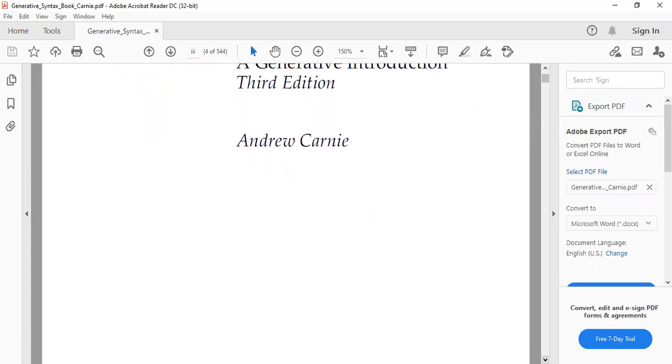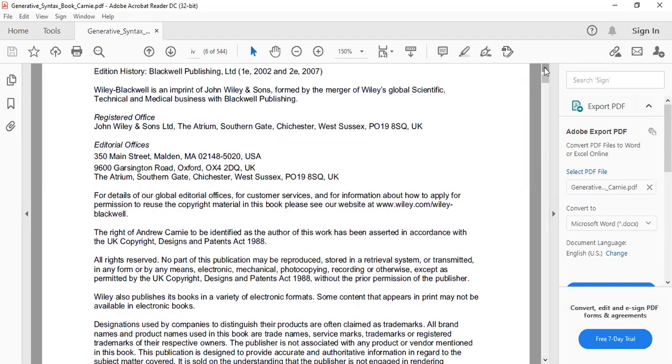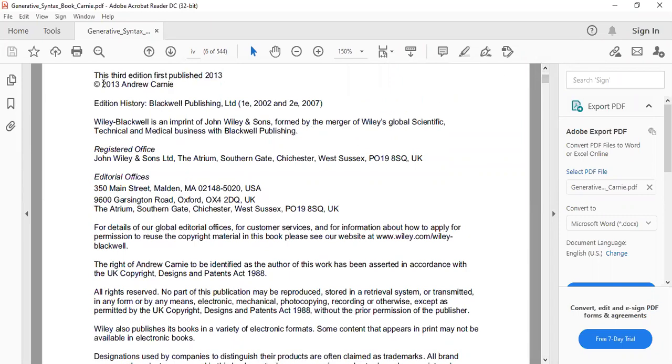I want to show you another important page. This page shows this third edition, first published 2013. And you see this small c, it is copyright 2013, Andrew Radford. And this is about the edition history. At the beginning, it was published by Blackwell Publishing Company. And this is a brief briefing about Wiley Blackwell, the publisher.